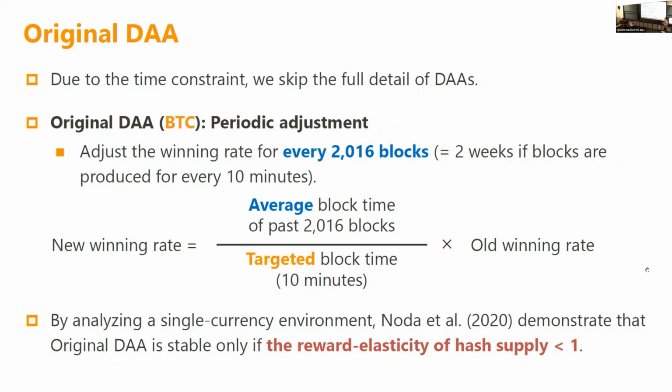I'm going to skip the details of my analysis. But by analyzing a single currency environment, I proved that this original DAA is stable only if the reward elasticity of the hash supply is smaller than one. This condition means that if the reward is changed by 1%, the hash supply should change by less than 1%. So this is a kind of stringent condition, and this is why I'm insisting that the original DAA is somewhat inefficient.